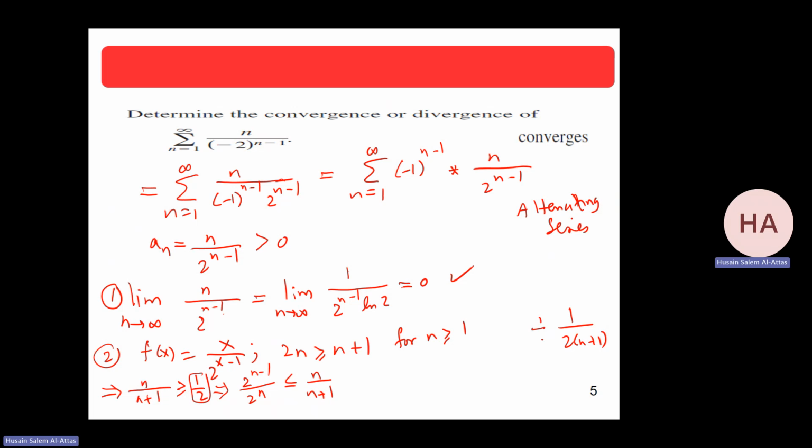That gives me n plus 1 over 2 to the power n is less than or equal to n over 2 to the power n minus 1.